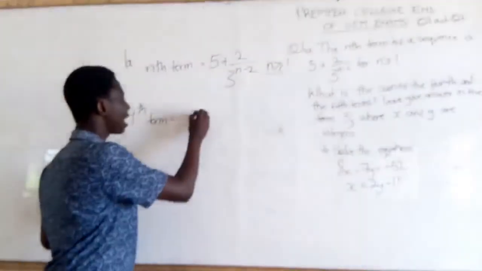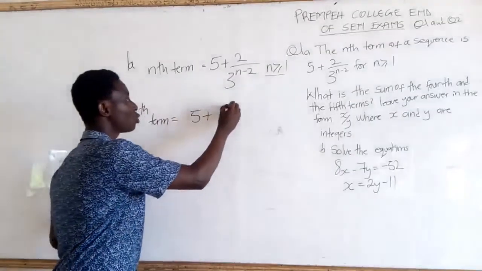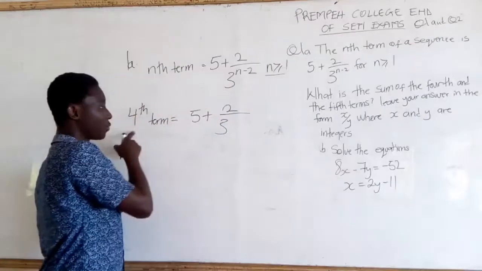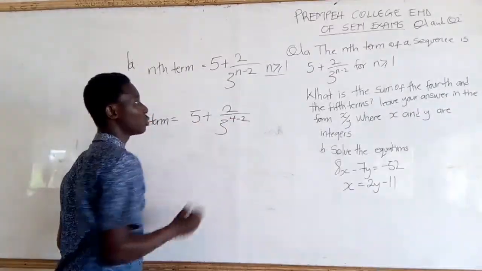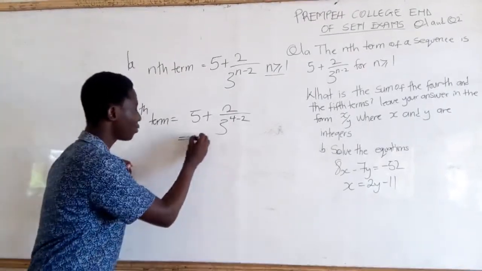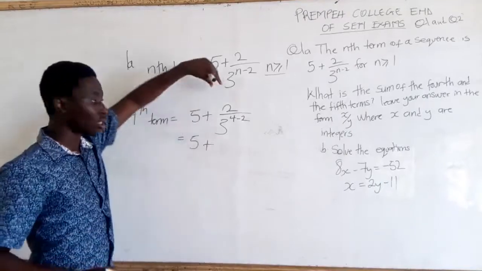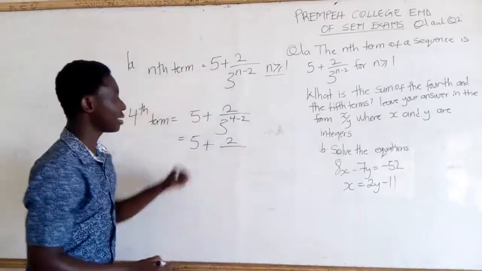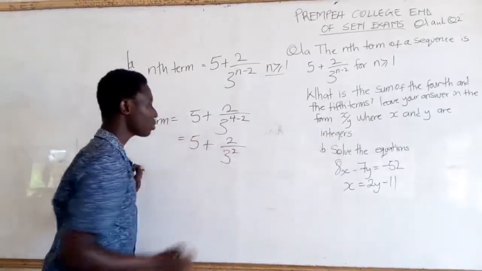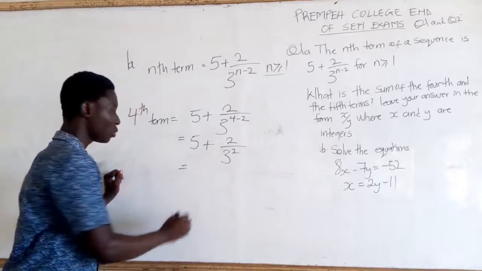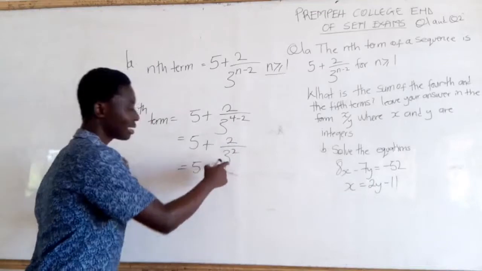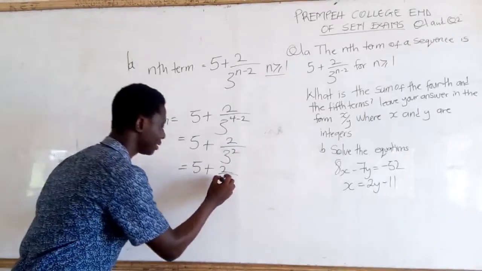Now, we are going to get 5 plus (2/3) exponent. Here we are having n, so we are going to fix 4 over there, 4 minus 2. And this will equal 5 plus (2/3) exponent 4 minus 2, we are going to get 2. So this is equal to 5 plus 2 over 3 exponent 2, which is 9.